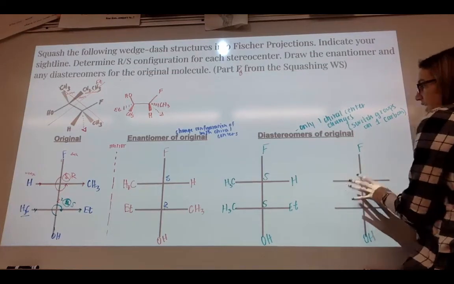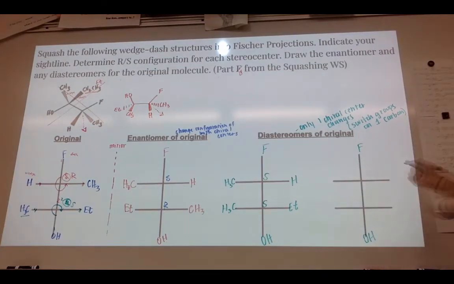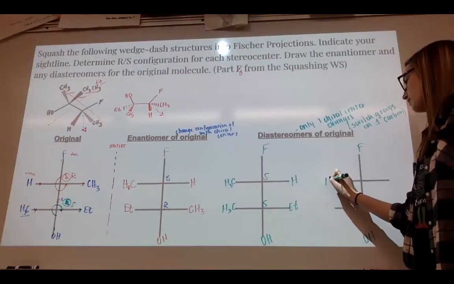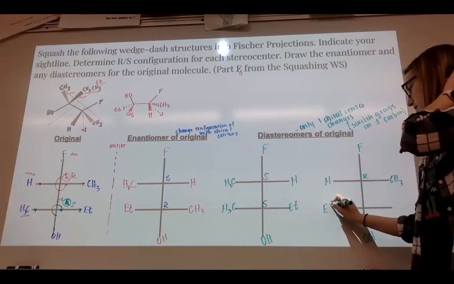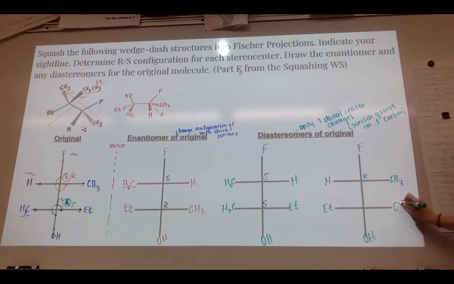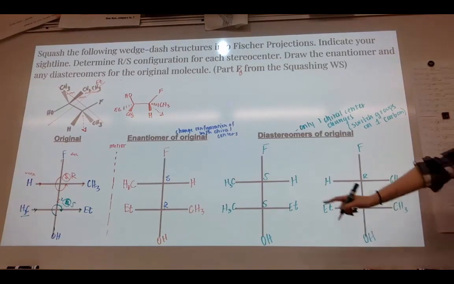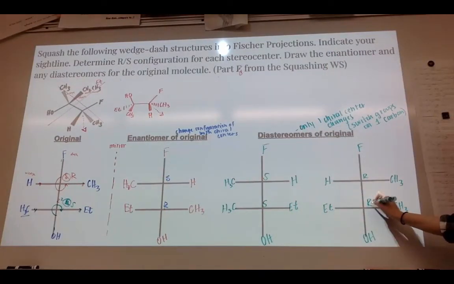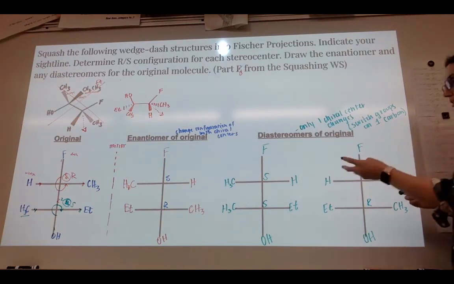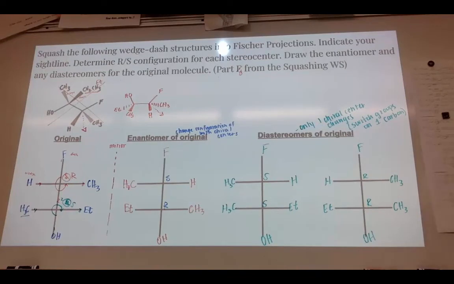Then we can look at the second possible diastereomer. Again, we go back to the original. Now we're going to leave the first carbon alone, so it was R, it stays R. Now I'm going to change the groups on the second carbon. So here's ethyl, here's methyl. If I exchange the two groups on that second carbon, it was an S configuration, now it's R. So for both of these diastereomers, only one carbon switched configuration because I exchanged the groups on only one carbon.